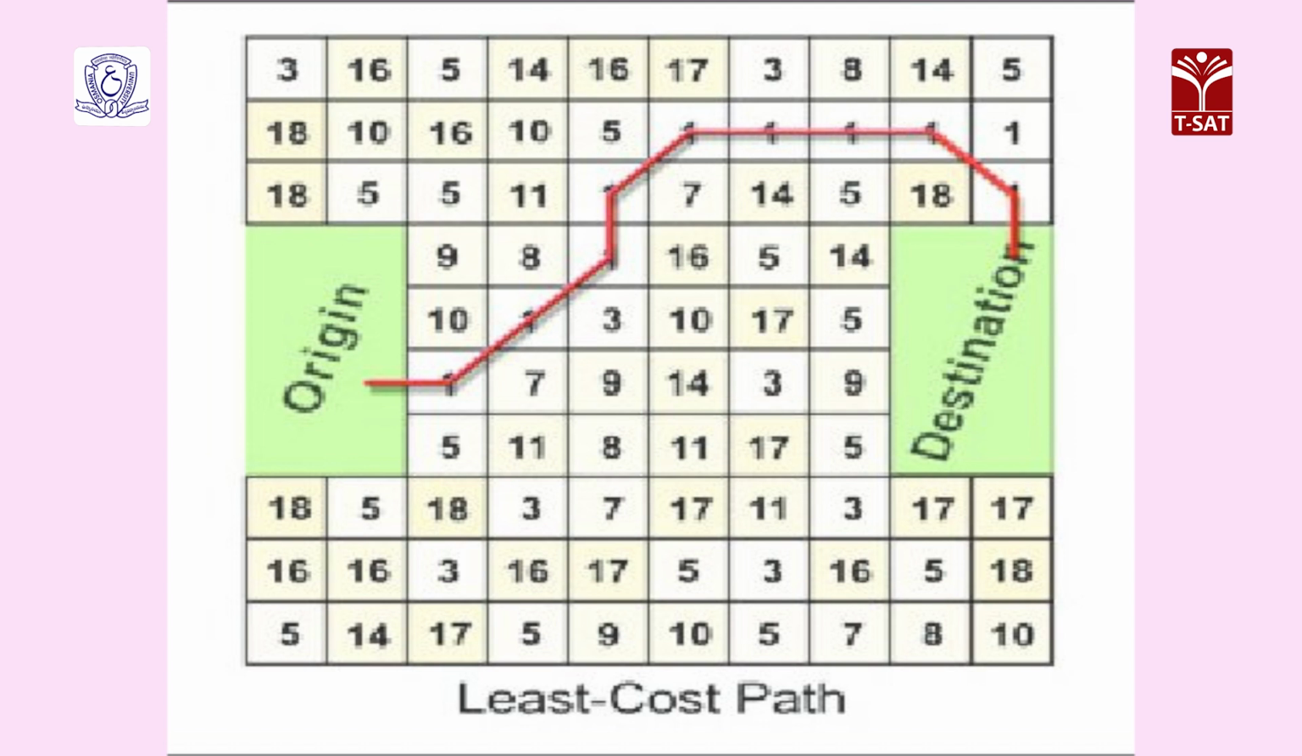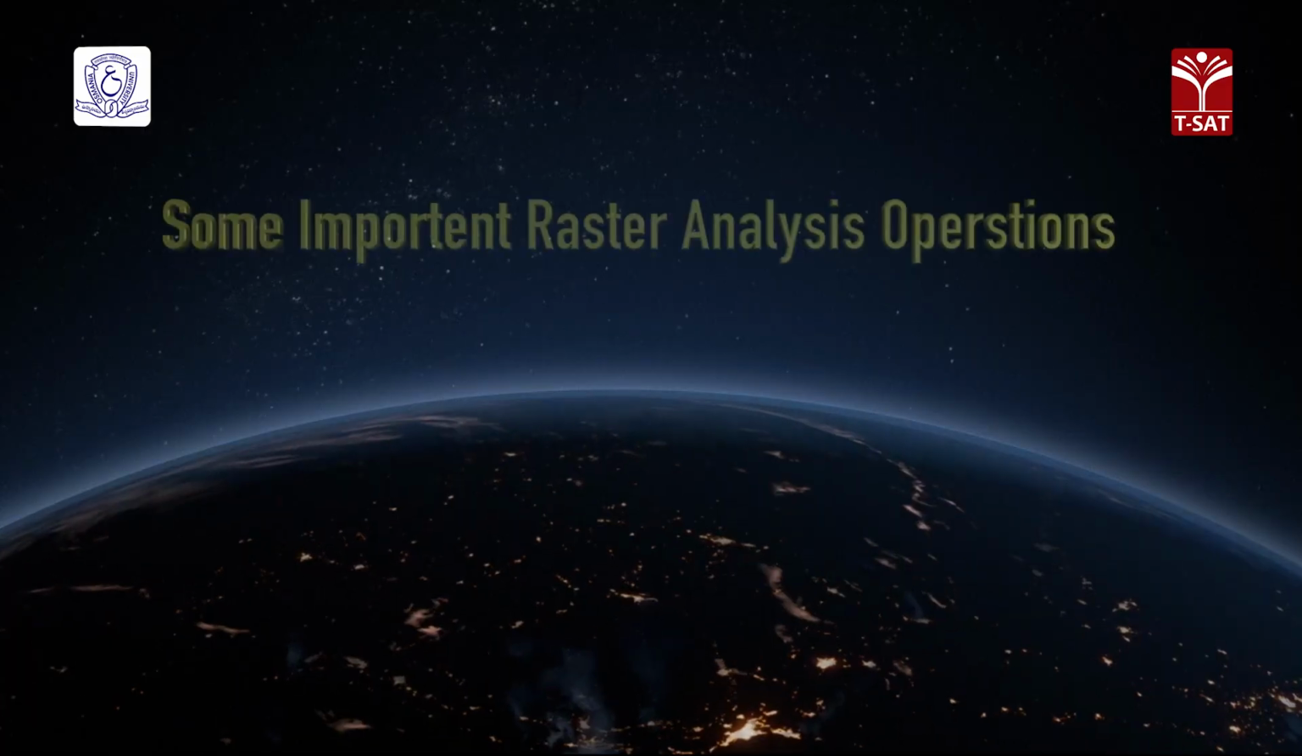Another useful global function is the cost path function, which identifies the least cost path from each selected cell to its nearest source cell in terms of cost distance. These global functions are particularly useful for evaluating the connectivity of a landscape and the proximity of a cell to any given entities.